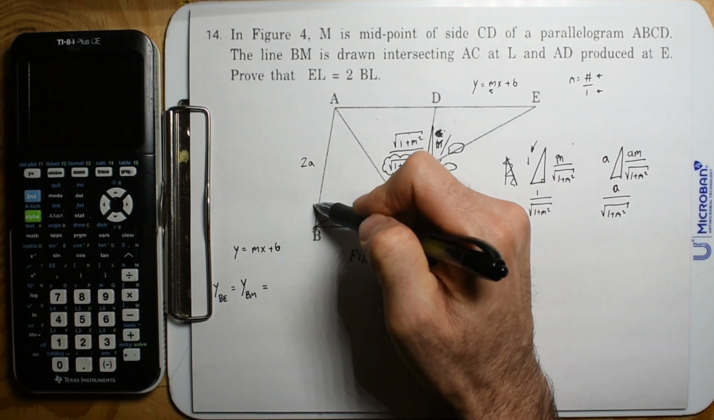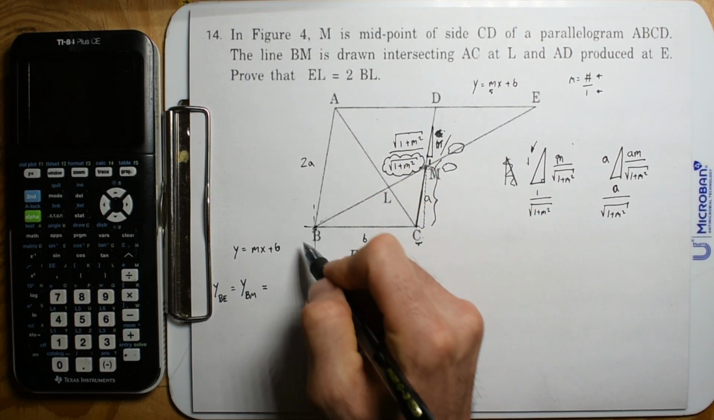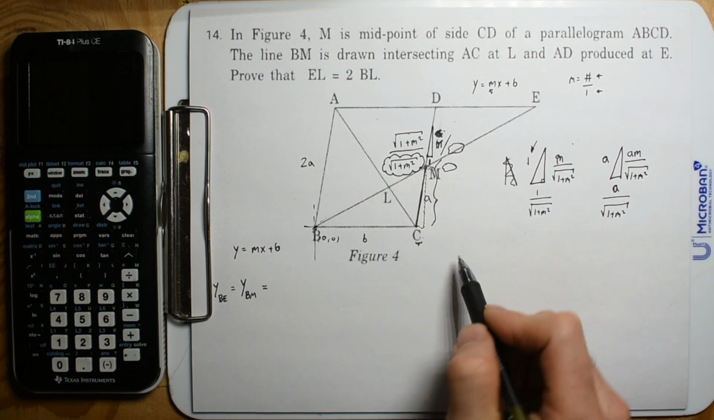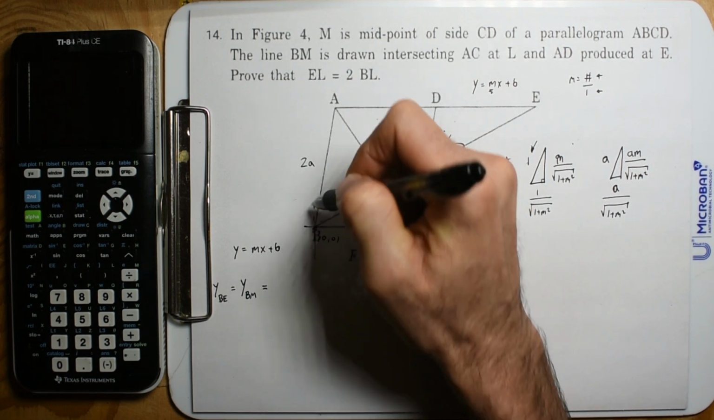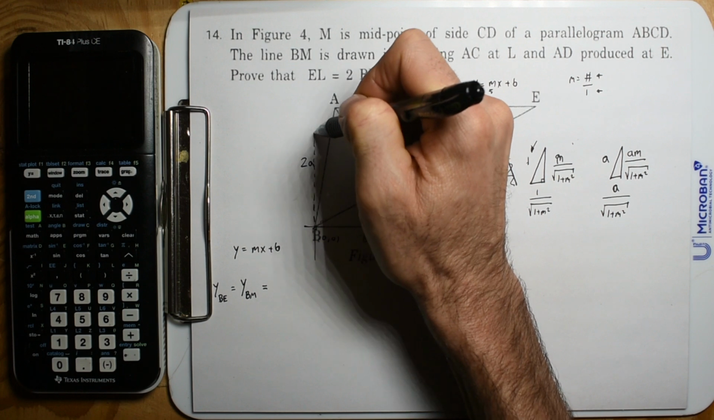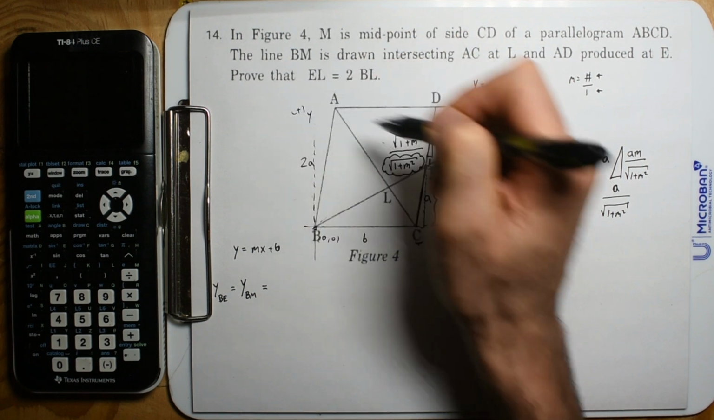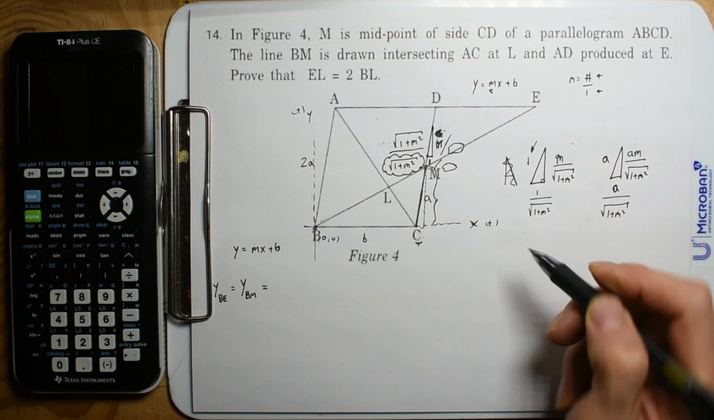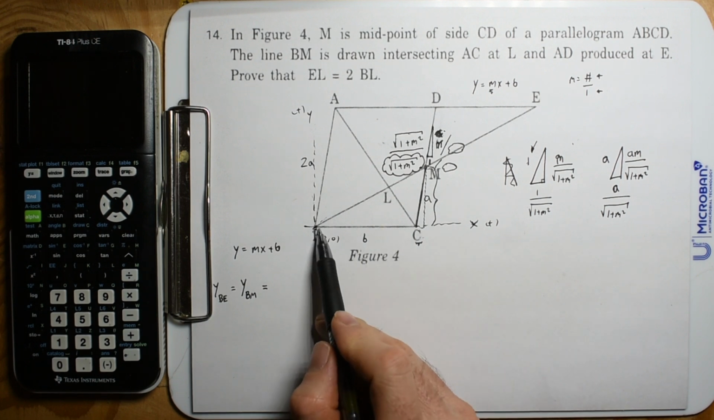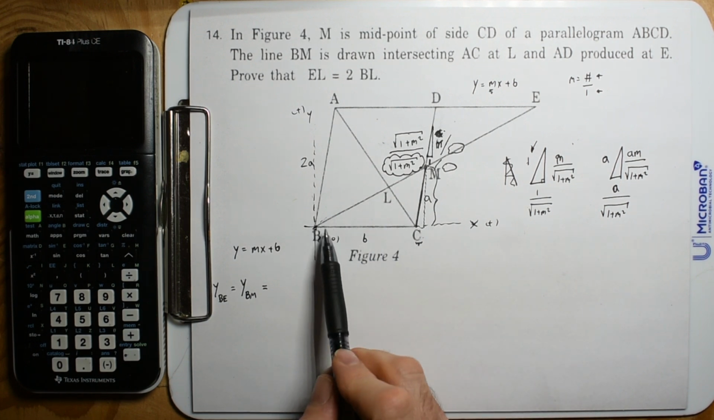The y-intercept, I'm going to just set that right here. So this is going to be 0, 0. This is the x direction, and then straight vertical is the positive y direction, positive x. Okay, so this one's fairly straightforward.